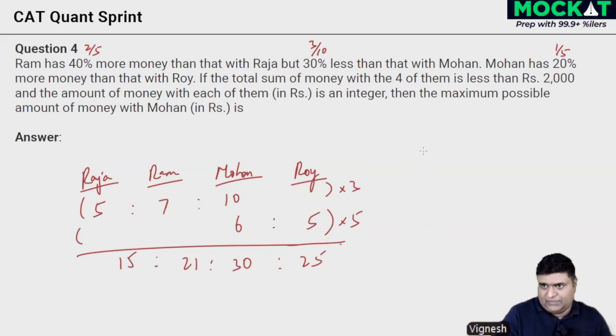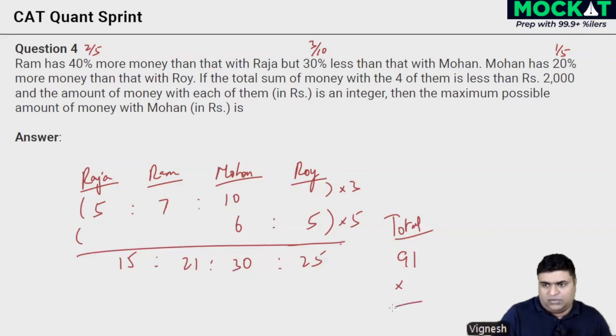Once that is done, what else is given here? The total sum of money with the 4 of them, all 4 put together, is less than 2,000. And the amount of money with each of them is an integer. Okay. Then the maximum possible amount of money with Mohan alone. Okay. So what's the total over here? Total in terms of parts, 25 plus 15 is 40, plus 30 is 70, 70 plus 21 is 91. Now, the amount of money with each of them is going to be a multiple of these. And all of them have to have integer amounts in rupees.